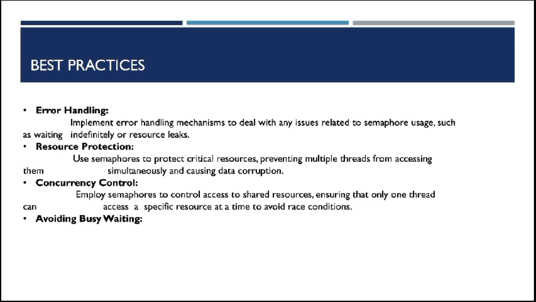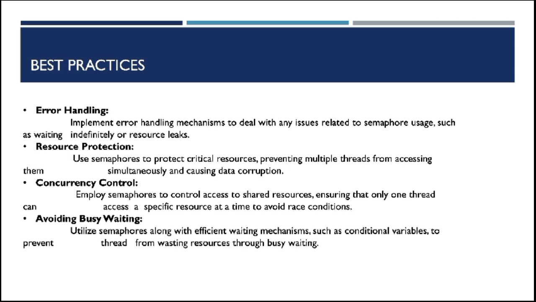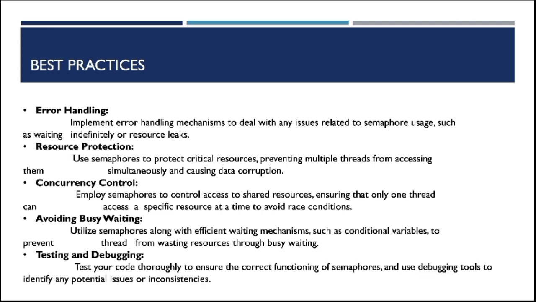Then avoiding busy waiting. Utilize semaphores along with efficient waiting mechanisms such as condition variables to prevent threads from wasting resources through busy waiting. Then testing and debugging. Test your code thoroughly to ensure the correct functioning of semaphores and use debugging tools to identify any potential issues. Following these best practices will help you effectively manage concurrency and synchronization using semaphores in your code.